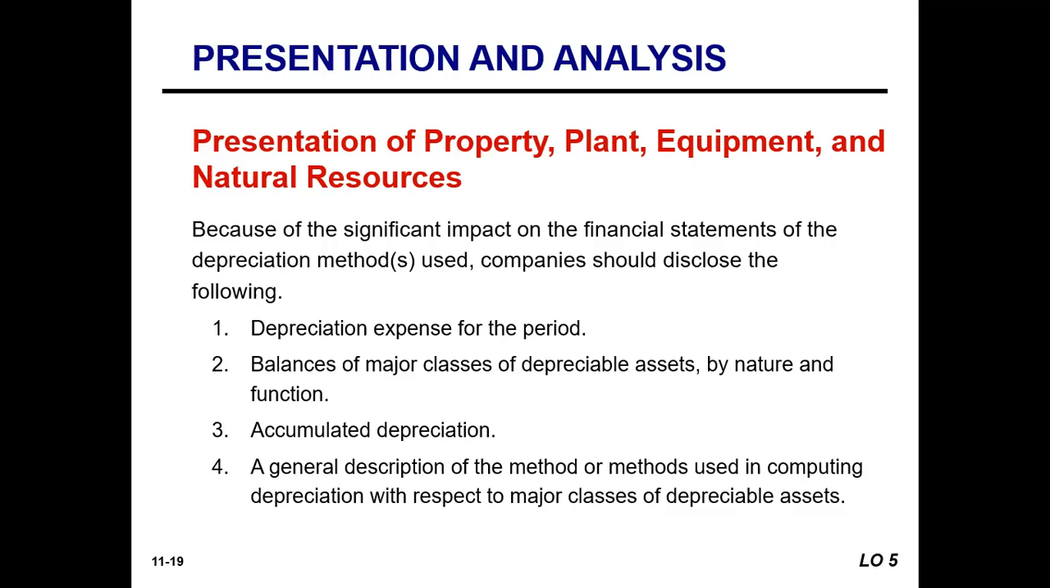And property, plant, equipment, or fixed assets, we list the book value of the asset. So that's the original cost minus accumulated depreciation. If it's a natural resource asset, usually we would have the cost of the natural resource asset less accumulated depletion.